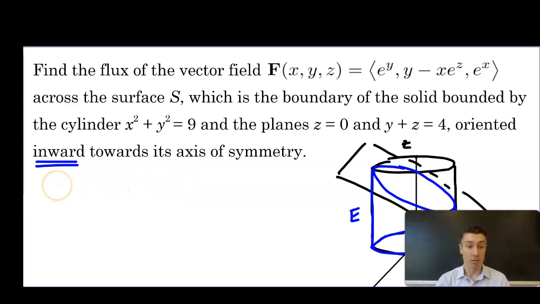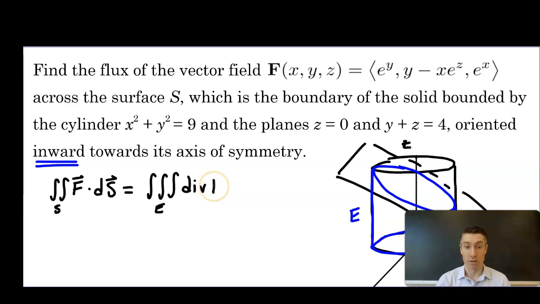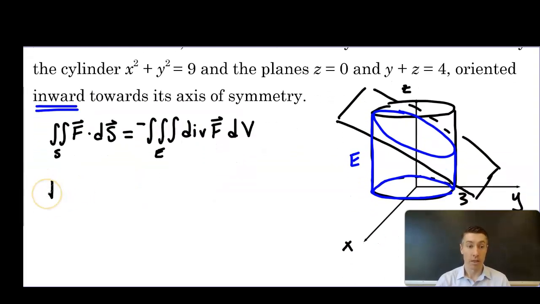So now, using the divergence theorem, so the flux, that's what we were looking for. We're now going to set up that triple integral. Now, inward orientation means we want to negate our triple integral, so we'll just get that negative in there so we don't forget about it later. Then we're going to find the divergence of the vector field. So that's going to be 0 plus 1 plus 0, which is equal to 1.